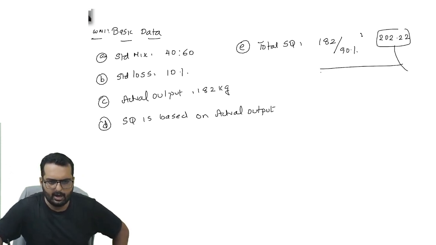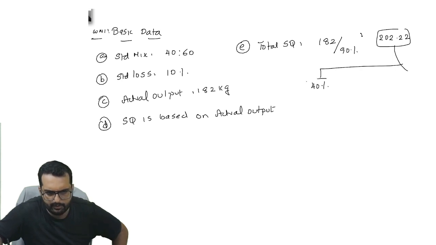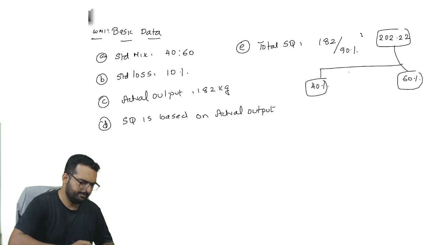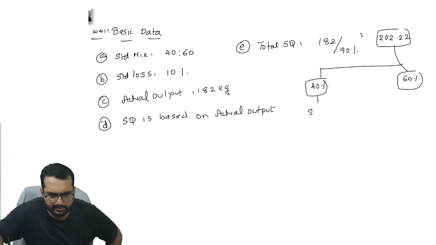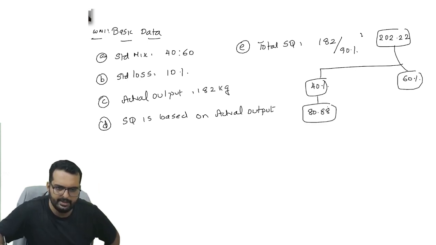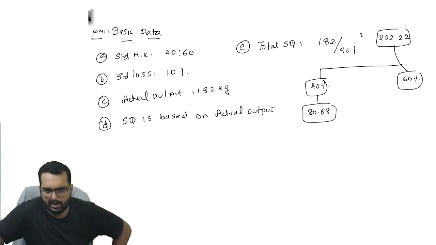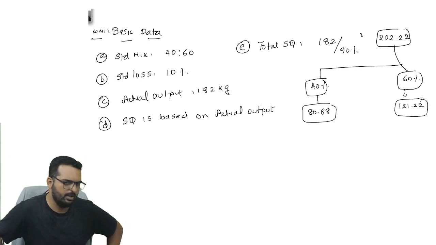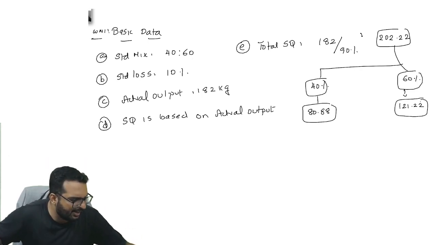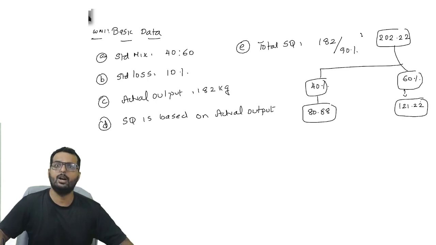All right. Now this will go in the ratio of 40% and 60%. So you get the number over here as how much? 80.88, and how much do you get over here? 121.22. So I think none of you got the right answer. Some of you got 80, 120. That's not correct. Please write this down in your books.